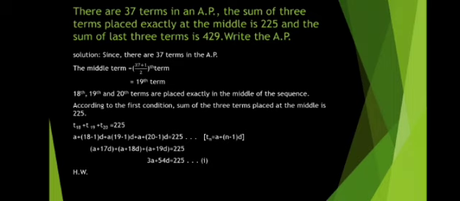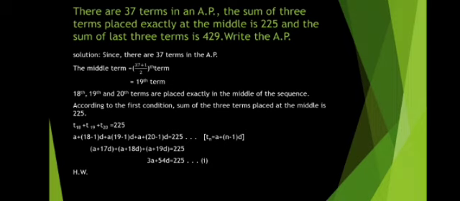Now as we know, Tn is equal to what? a plus (n minus 1) into d. Here we know the value of n. So what we'll write? a plus (18 minus 1) into d. In place of n we will write 18. Then for T19 we will write what? a plus (19 minus 1) into d. And for T20 what we'll write? a plus (20 minus 1) into d.